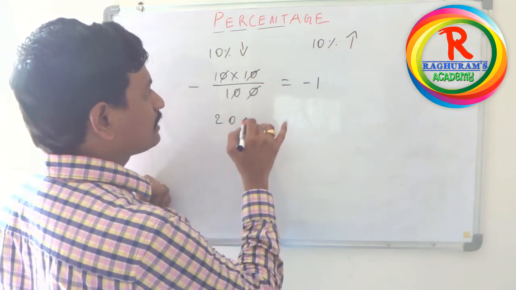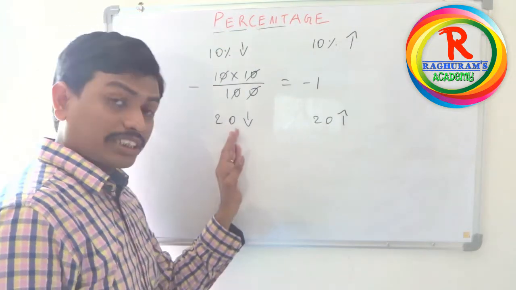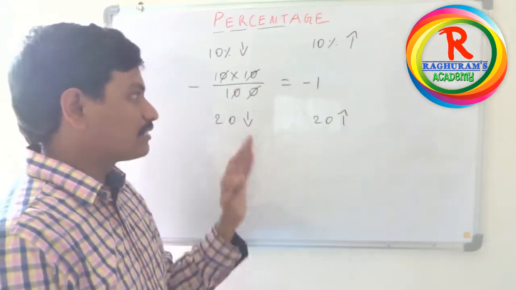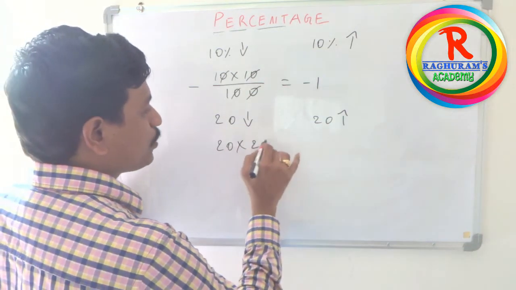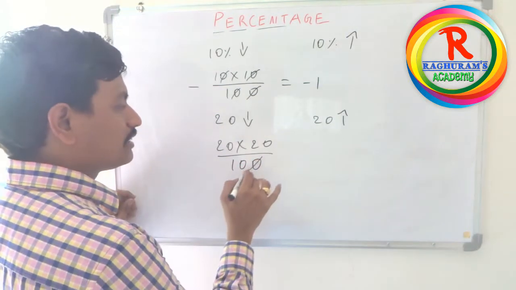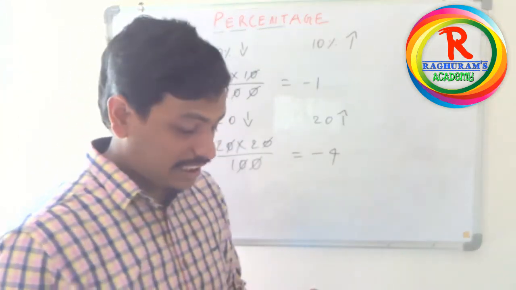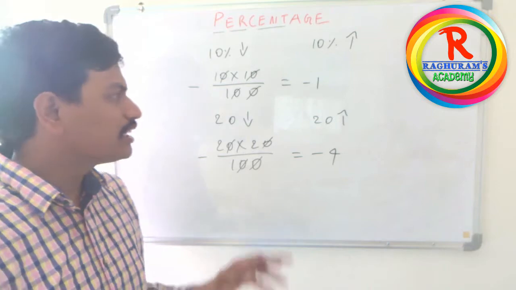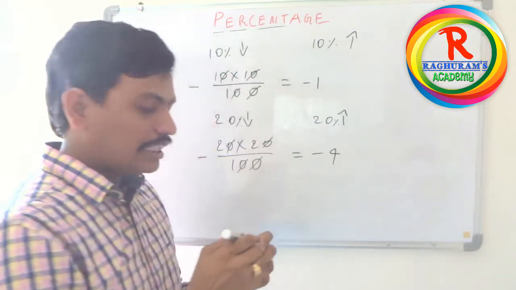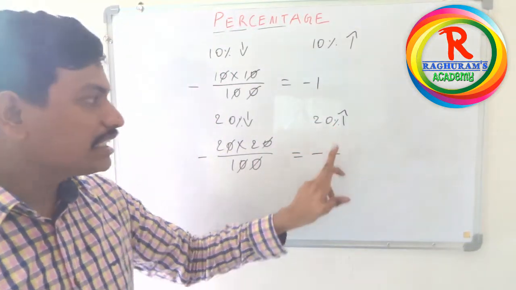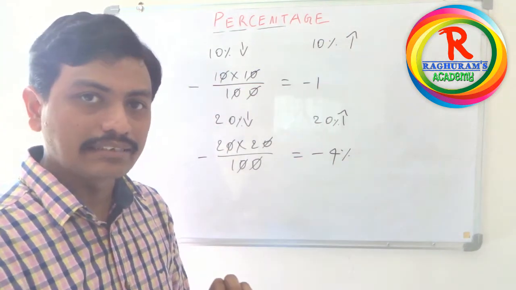Suppose 20% decrease and 20% increase. Whether the first time is an increase and the second time a decrease, or first a decrease and then an increase, the answer is the same. So here 20 into 20 by 100, the zeros cancel, and we get minus 4. So if a number is first decreased by 20% and then increased by 20%, the change of the number is a 4% decrease, because we got negative 4.